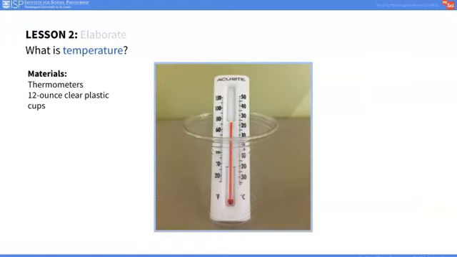In the Elaborate portion of this lesson, students will collect data using thermometers. Students will use a thermometer to measure the temperature of warm water in a cup. They will also use a thermometer to determine when the water has reached room temperature, which is roughly 70 degrees Fahrenheit. For further investigation, students can add cool water or ice to further decrease the temperature.